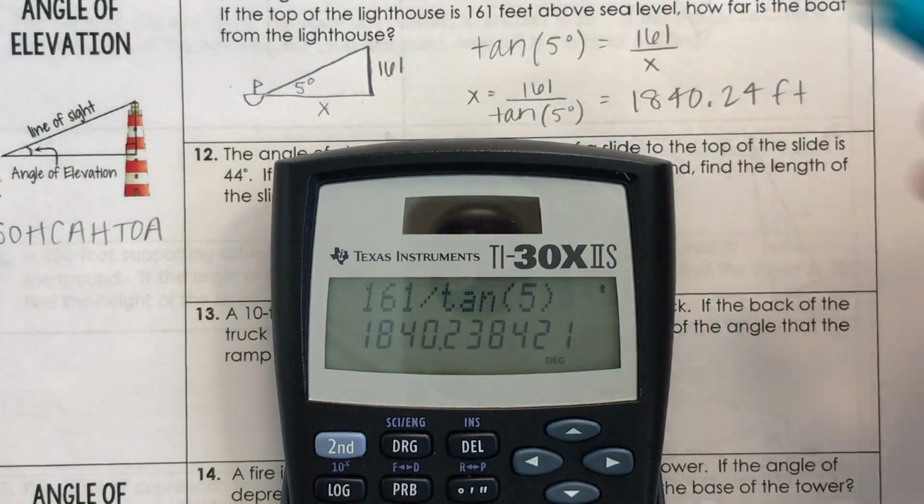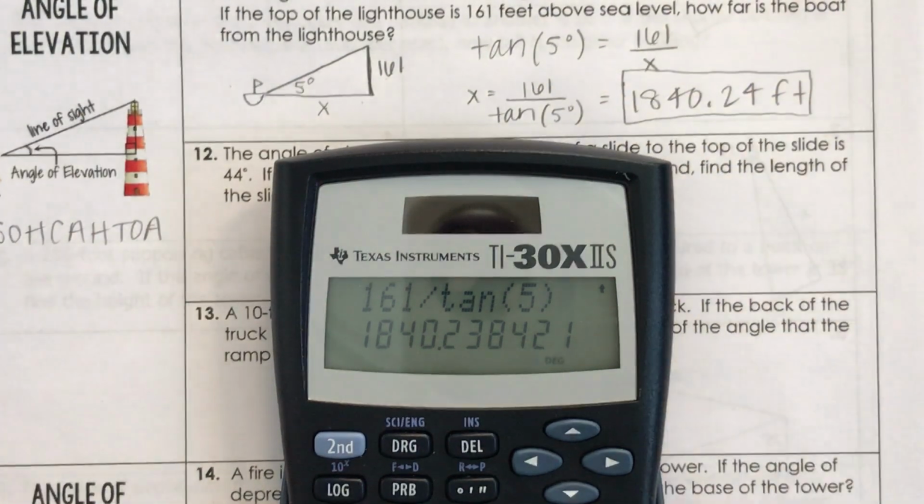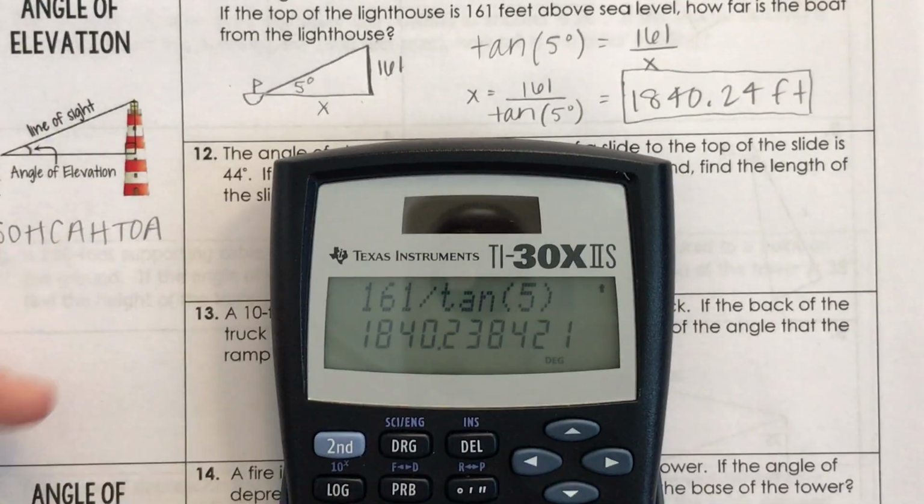Okay. Make sure when you answer this, you give me units. This is a word problem. 1,840.24 what? Feet, meters, miles, what? Tell me what it is, okay?